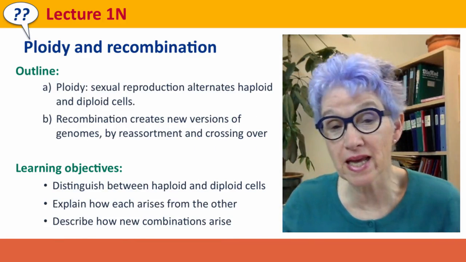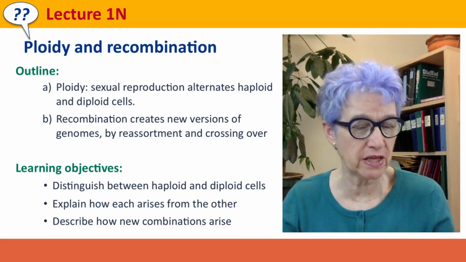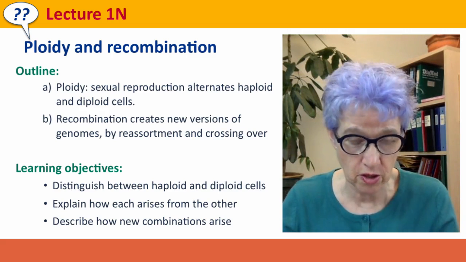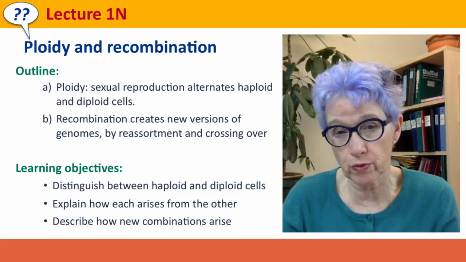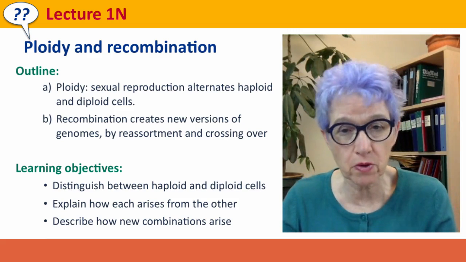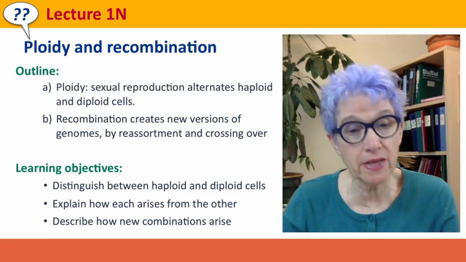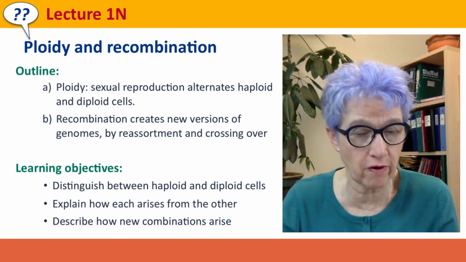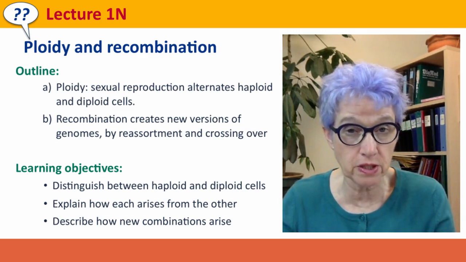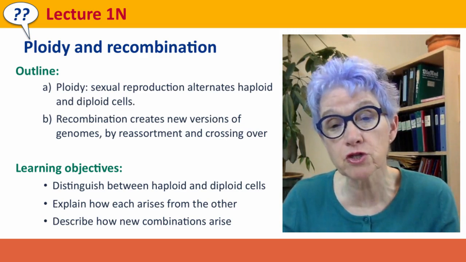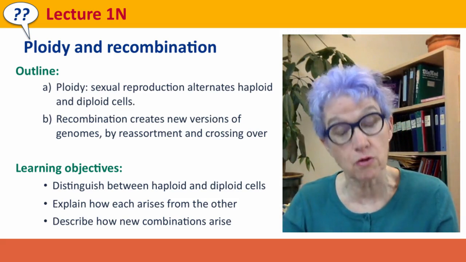This is Lecture 1N. We're talking about ploidy and recombination, building on the basic understanding of life cycles from the previous lecture. We're going to talk about how ploidy changes in sexual reproduction. We alternate between haploid and diploid cells. And then we'll talk about how the recombination that's part of the process of producing haploid gametes and bringing them back together to diploids creates new versions of genomes in two ways, processes called reassortment and crossing over.